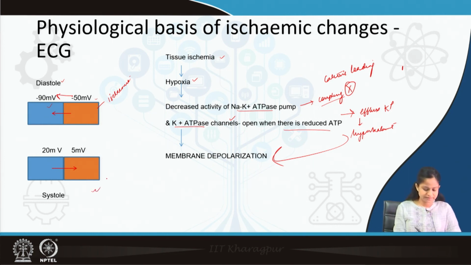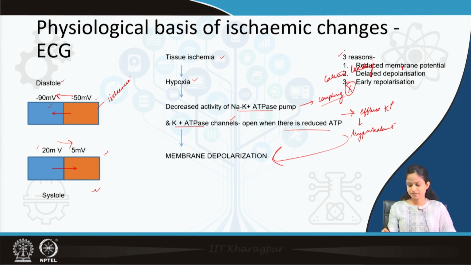But in case of systole we see the depolarization in the ischemic cells is not as apt as that of the normal cells, because the sodium channels, which are mainly important for depolarization, get inactivated faster. So, that is why the ischemic cells have lower depolarization potential compared to the normal cells. That is why during systole the extracellular vector will be from the normal cell towards the ischemic cell. So, the main 3 reasons for the ischemic changes are reduced membrane potential, delayed depolarization and early repolarization because of the reduced action potential duration.